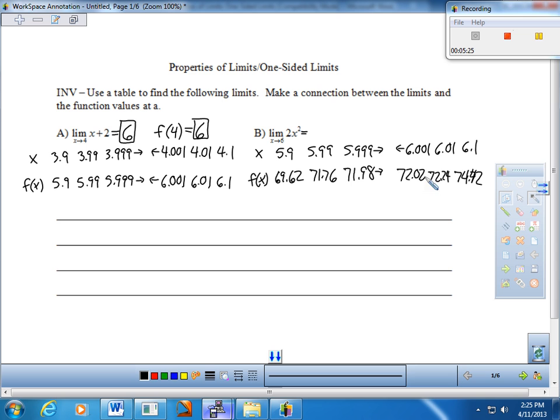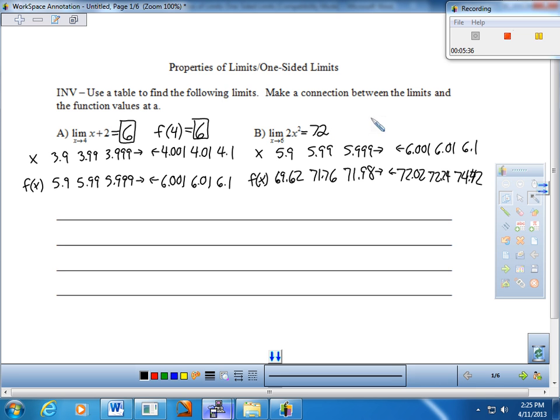All right. I think we can draw a couple conclusions. First and foremost, as I look at my function values, they seem to be approaching 72, and I hope you agree with me on that. So we would say the limit as x approaches 6 of 2x squared is equal to 72.